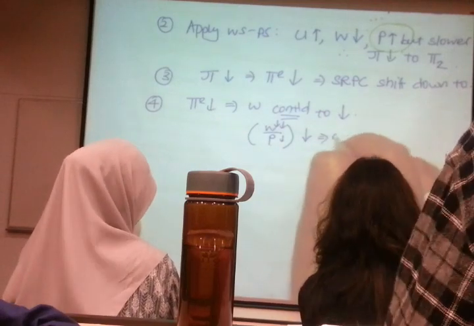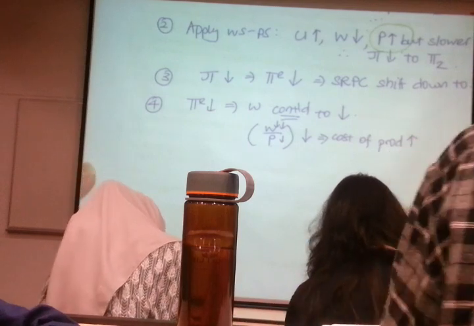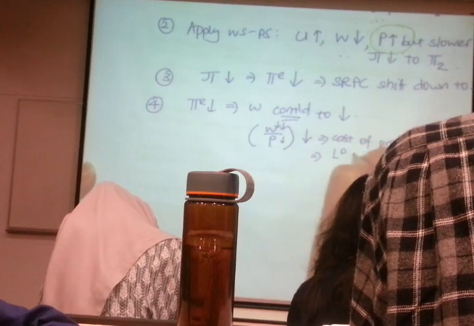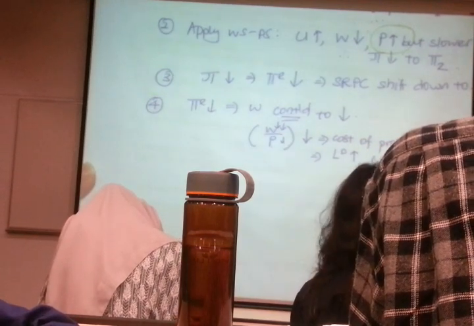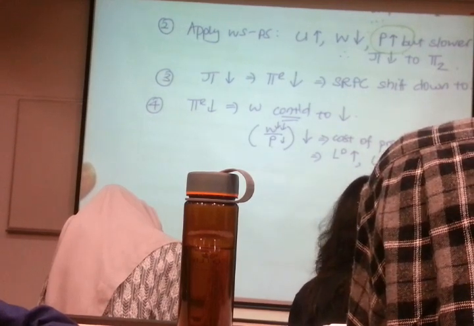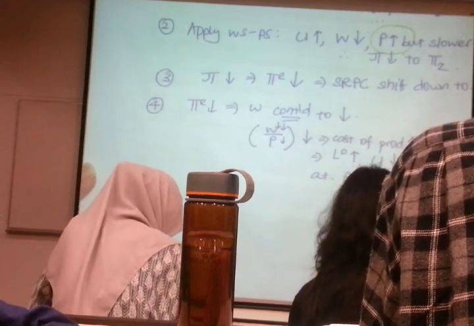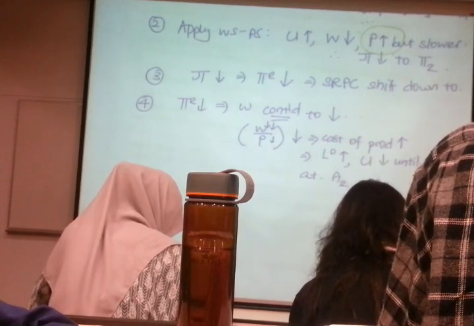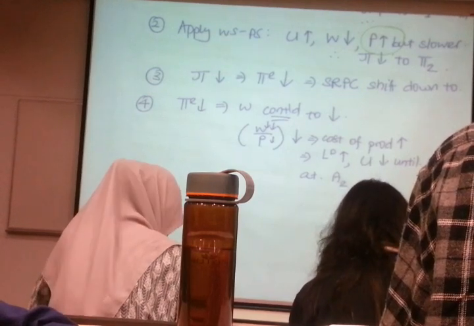Okay, equivalent to saying cost of production goes up for the workers, for the firm, should I say. Labor demand goes up. Right, so unemployment rate will drop until you end at A2. So this is always the very tedious step 4. You also have to think about it very logically.